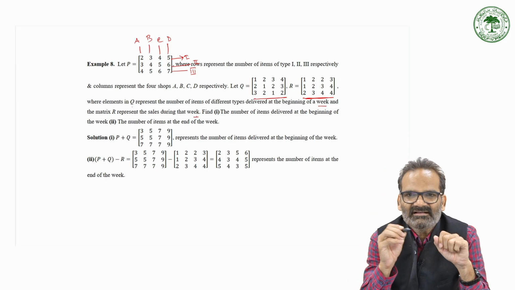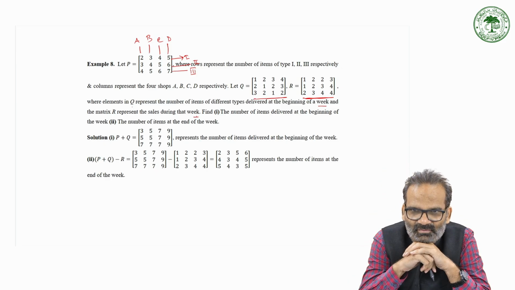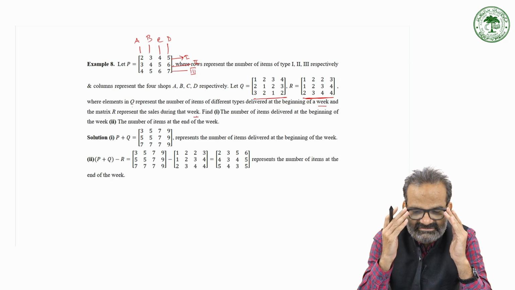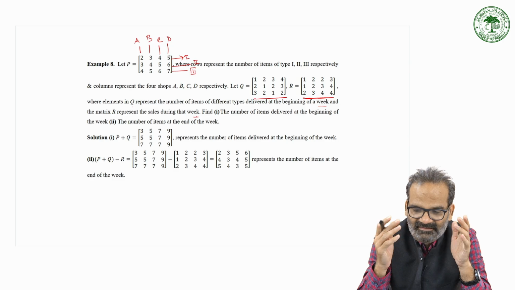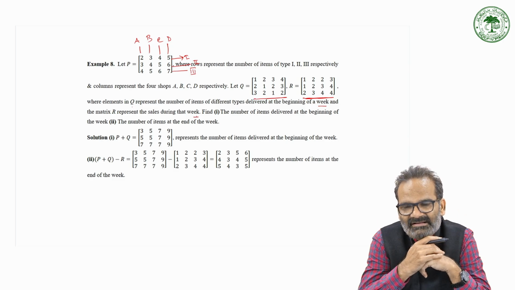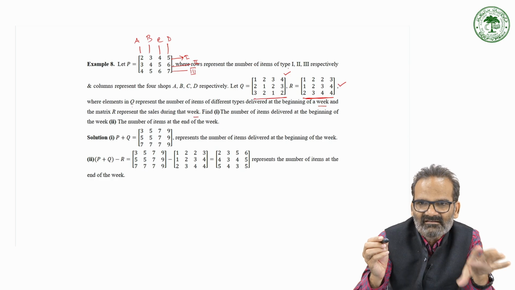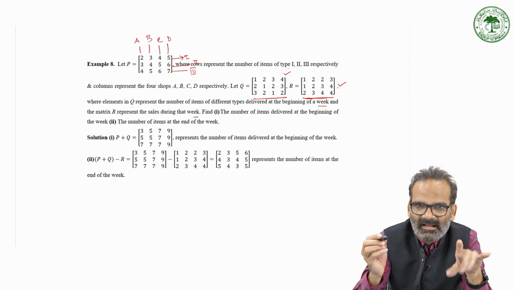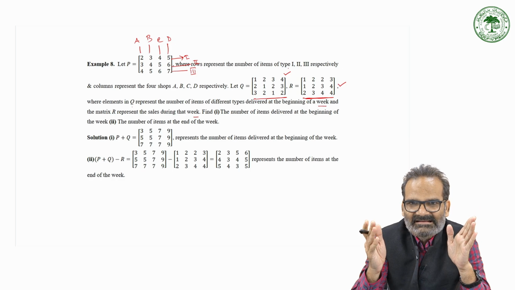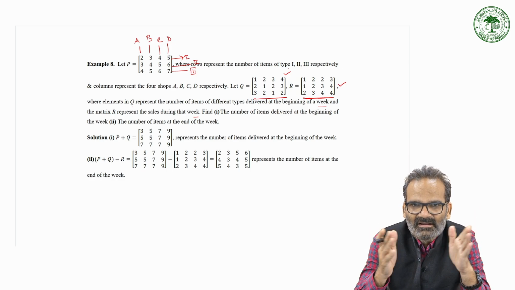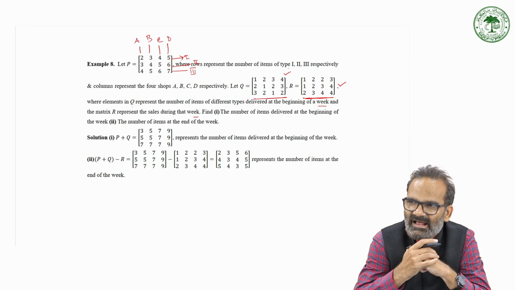Now after this matrix P, they have taken a matrix Q which is also of the same order. The matrix Q represents the number of different items delivered at the beginning of the week, and R represents the total sale during that week. Clear? So R is the sale matrix, Q is the number of different items delivered at the beginning of the week, and P is the matrix containing 3 varieties of items available at the 4 shops A, B, C and D.